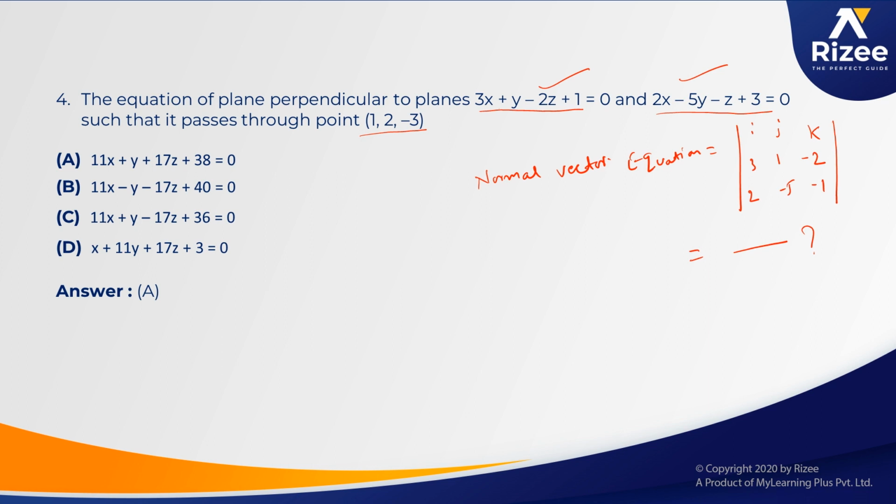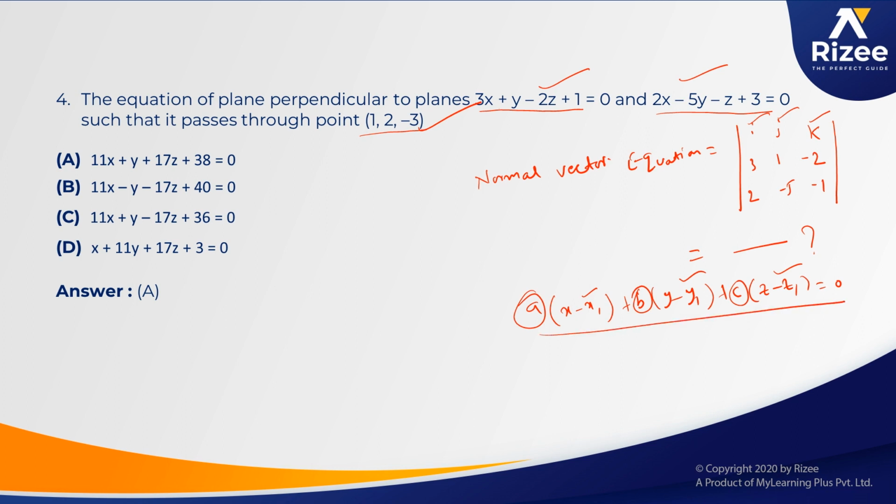After that we have a formula, the perpendicular formula. What is that formula for these two? a into x minus x1 plus b into y minus y1 plus c into z minus z1 is equal to 0. Here x1, y1, z1 is this point, and a value, b value, c value are the corresponding coefficients of i, j, k. Substitute these point values in this equation, we get the perpendicular plane equation for these two planes.